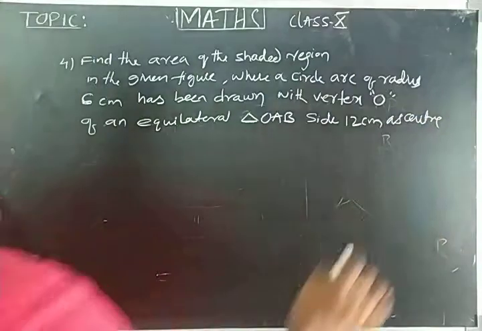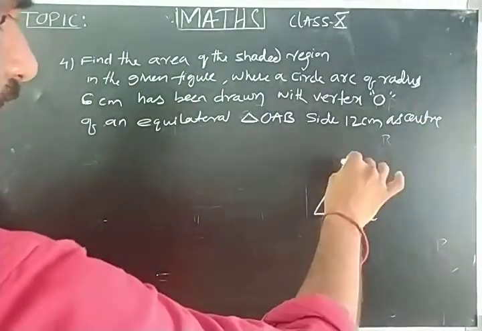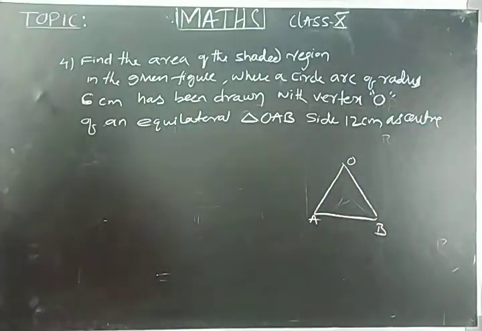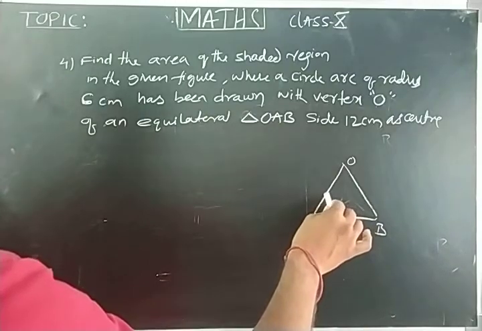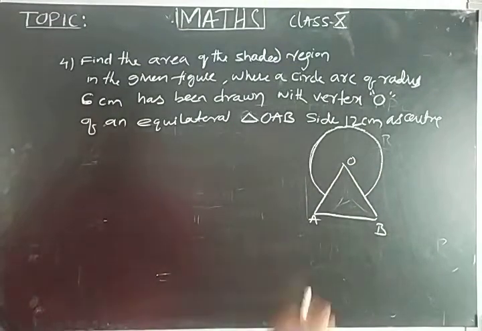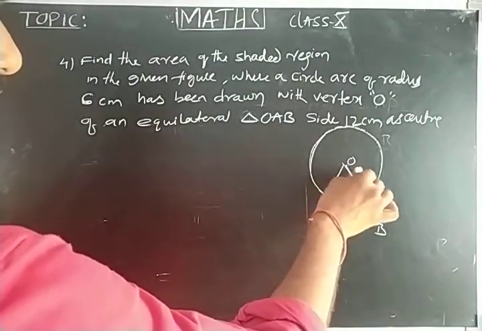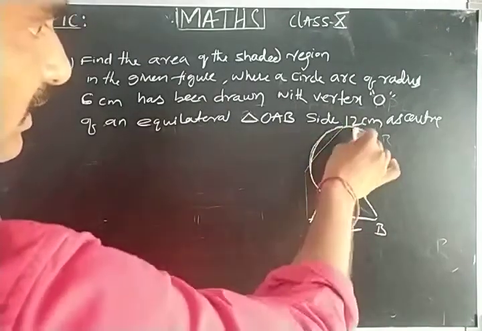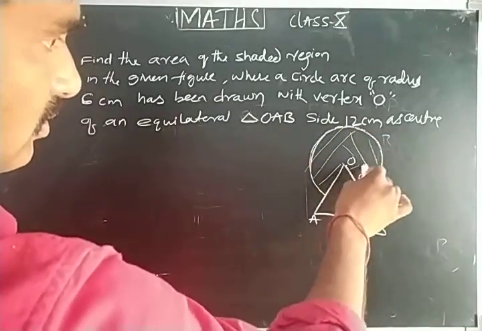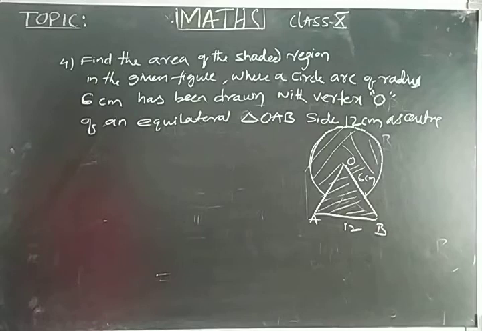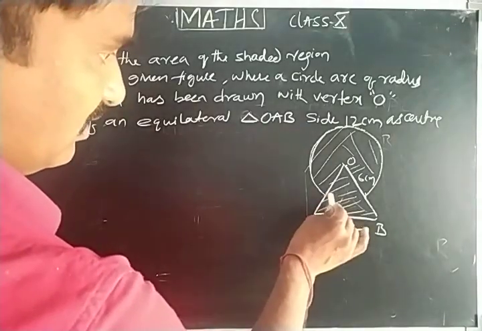Now this is the question and this is the figure. Here we have equilateral triangle OAB, and with O we have one circle. Here radius of circle is 6 centimeters, so up to here 6 centimeters, and side of the equilateral triangle is 12 centimeters. Now we are going to find this shaded region area, this area and this area. What I will do, I will join like this circle.